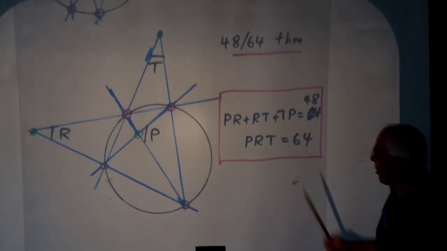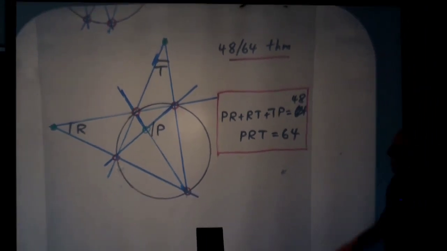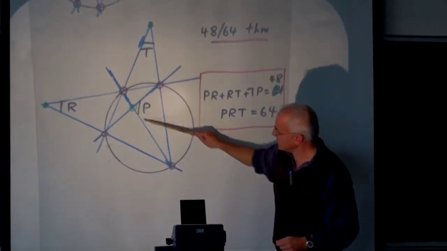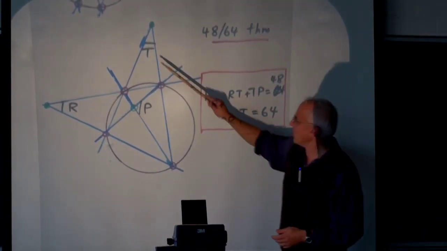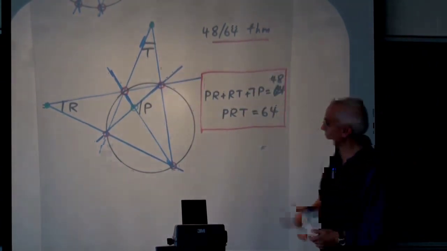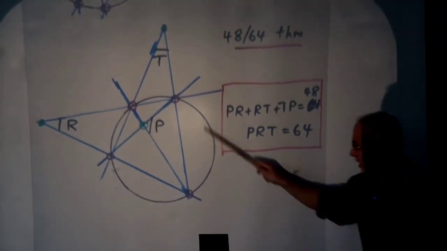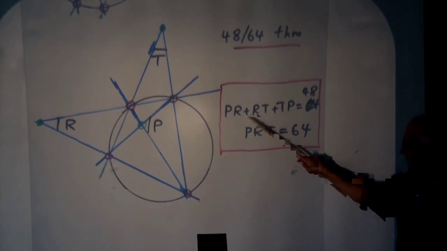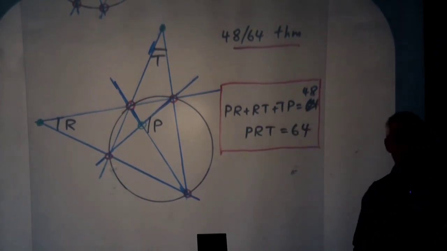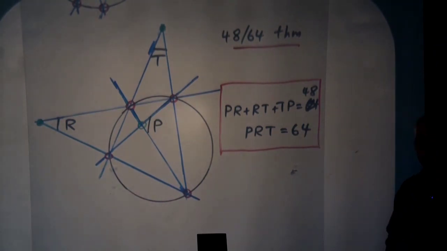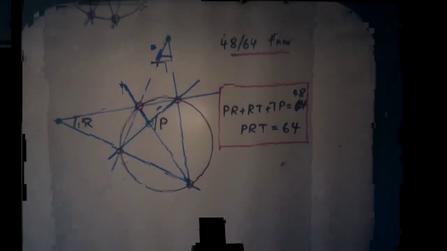A more remarkable fact, however, occurs when we look at these three spreads which are formed at these diagonal points. There are two lines intersecting at each one of those points, so there's a spread. Call the spreads P, R, and T. I call this the 48-64 theorem, because independent of where these four original points are, PR plus RT plus TP always turns out to be 48. So 48 is a constant of nature. And P times R times T is 64. That's another constant of nature, independent of anything else.